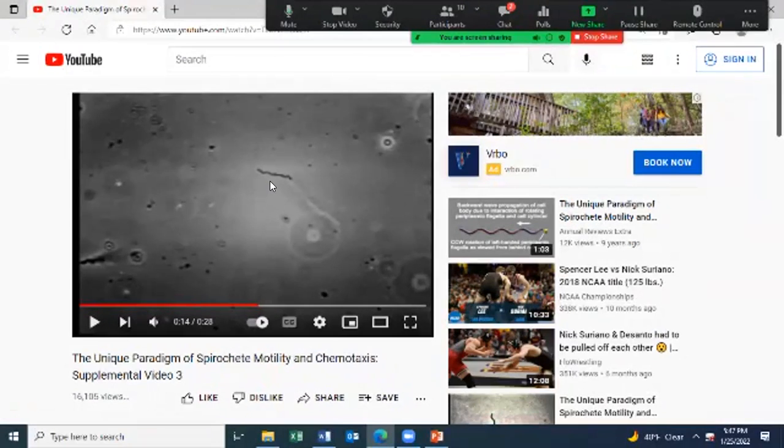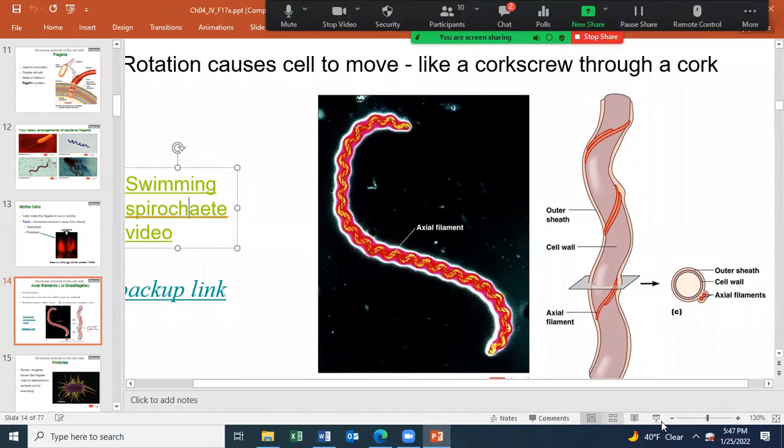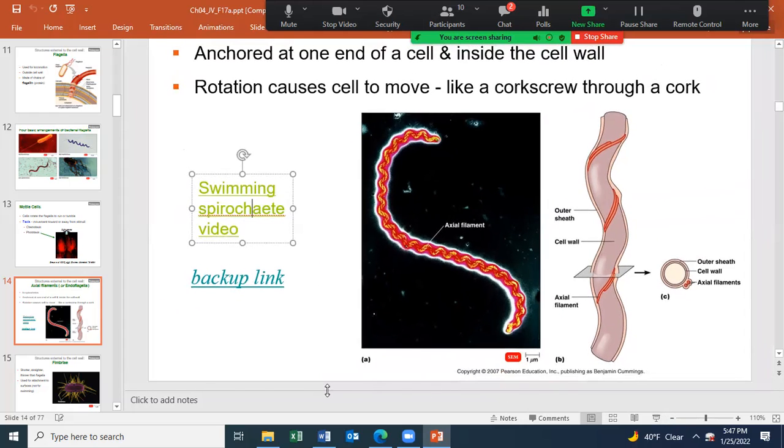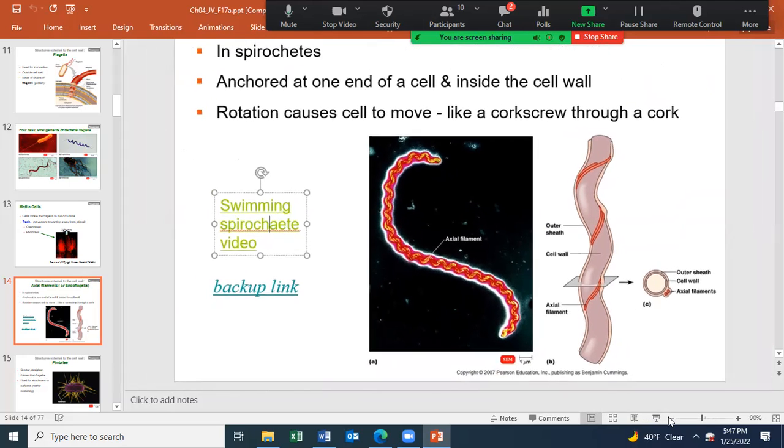It is believed that spirochetes can actually burrow through human tissue with that spiral-like movement. And certainly, like syphilis, it's thought that it can burrow through the intact mucous membrane by the spiral-like movement. All right, any questions about endoflagella, also called the axial filament?